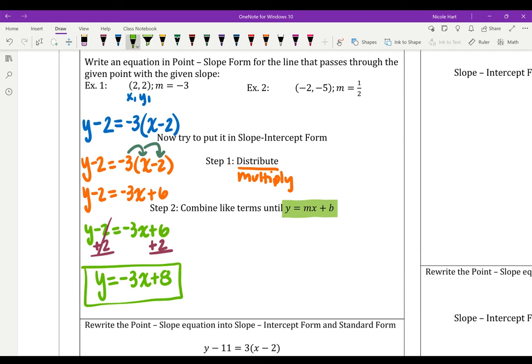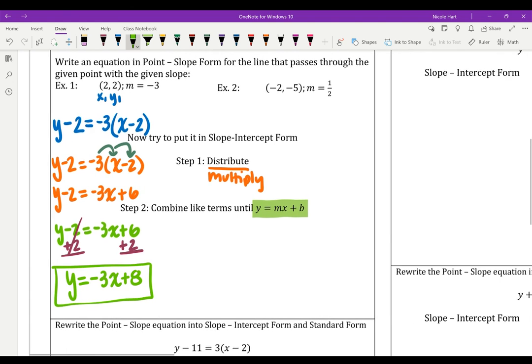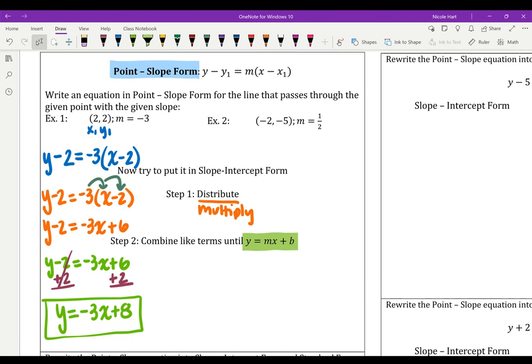So we're going to try this again. I have a different example here. I have a point at (-2, -5). That's my x1, y1, and a slope of 1/2. So we start by plugging this into our point-slope form. Y minus y1, which is -5, equals 1/2, my slope, parentheses, x minus a -2, which is my x1.